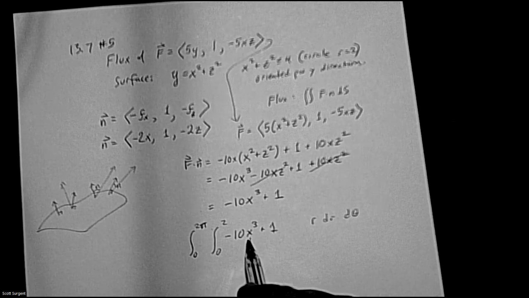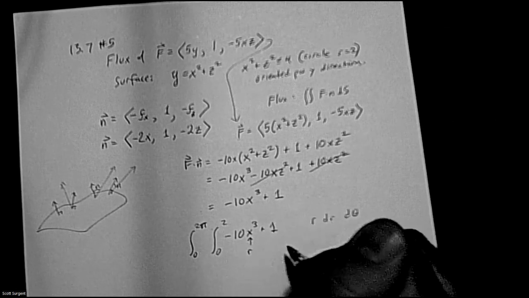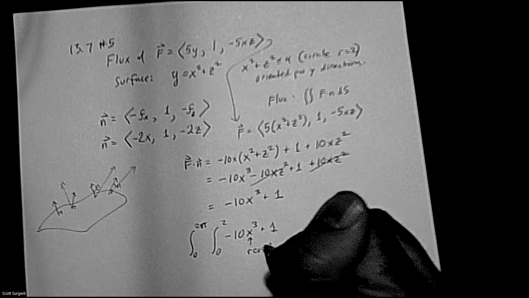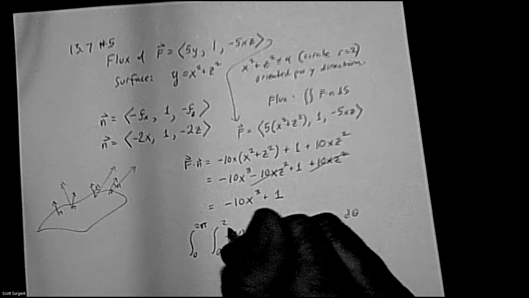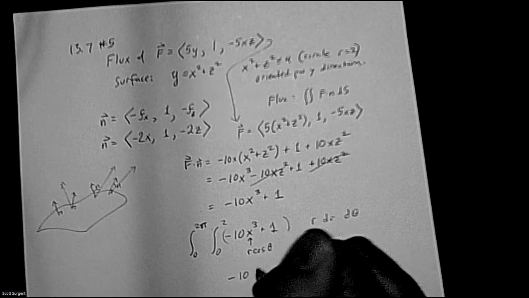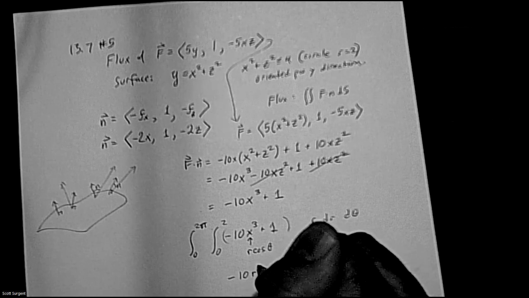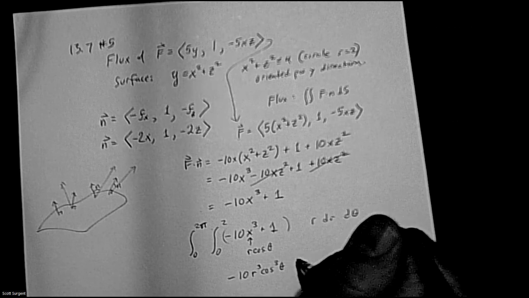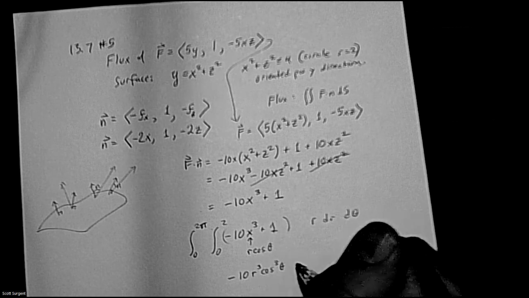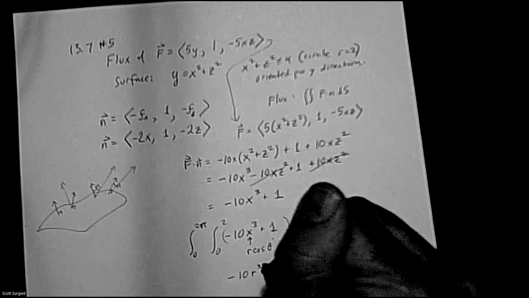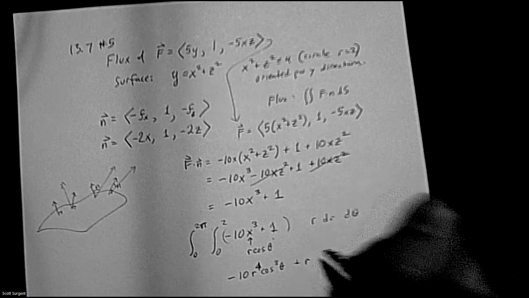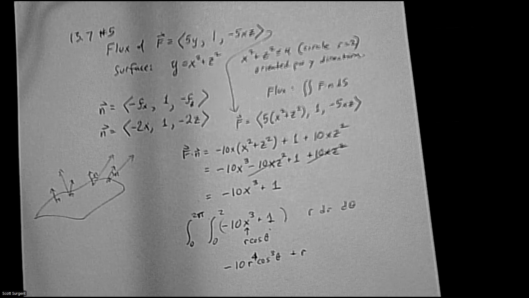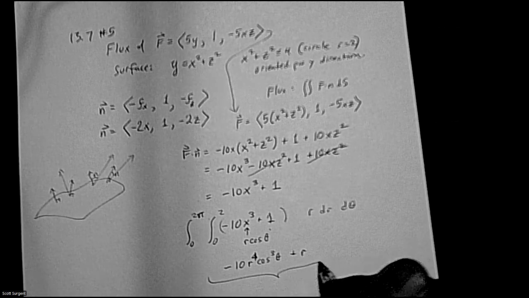I do have to take this out, and x would be r cos theta, and that's going to be cubed. It's going to look a little ugly just for a moment. I have negative 10 r cubed cos cubed theta plus the 1, then the area element, that's an r. I'm trying to see if there's a faster way to do this. It's correct. You know what? It'll work. We'll just go with it.